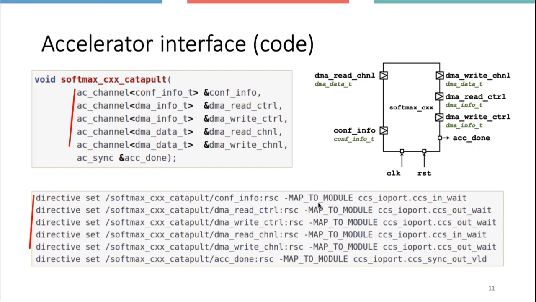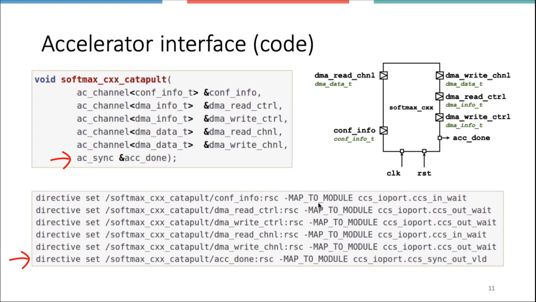While the ac_sync port is a synchronization channel that Catapult offers for specifying standalone handshaking signals when a designer needs to control the synchronization directly. Essentially, there is no data transfer. And it is here combined with the directive io_port sync out valid.